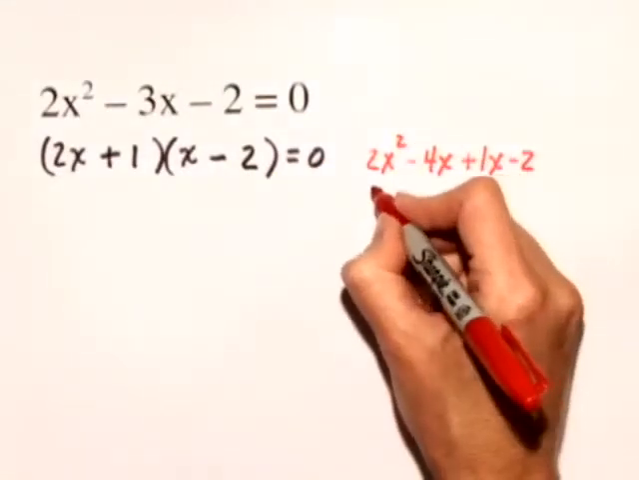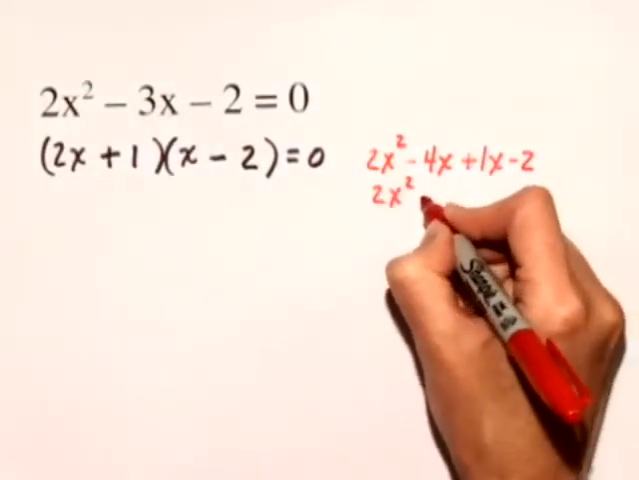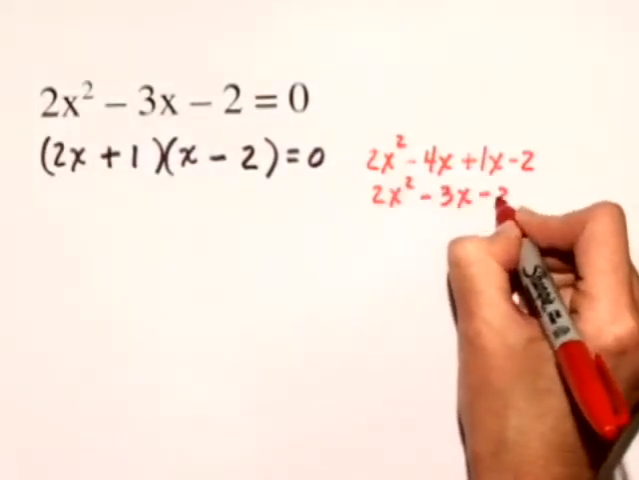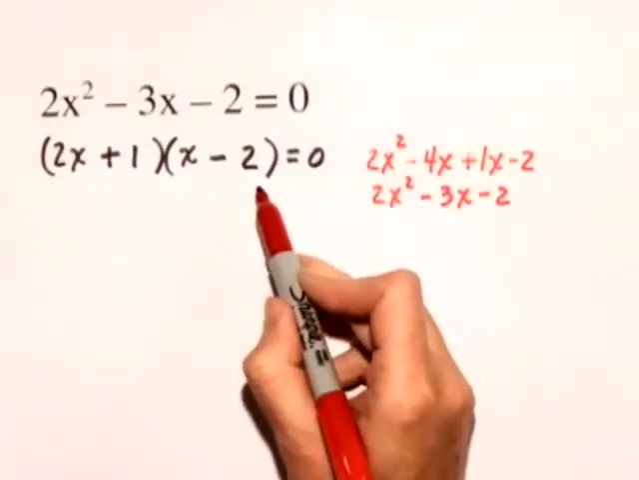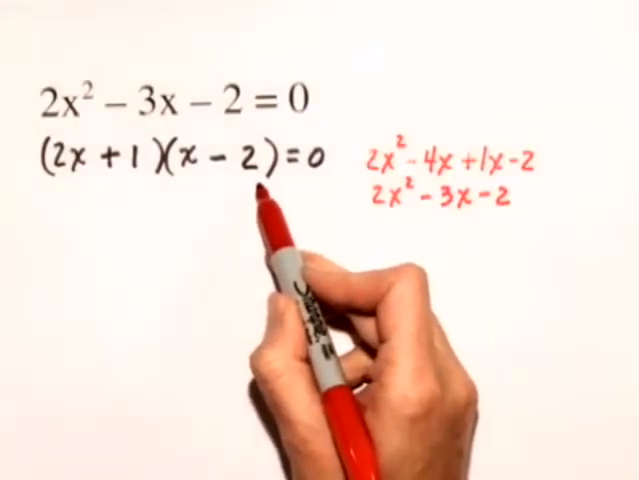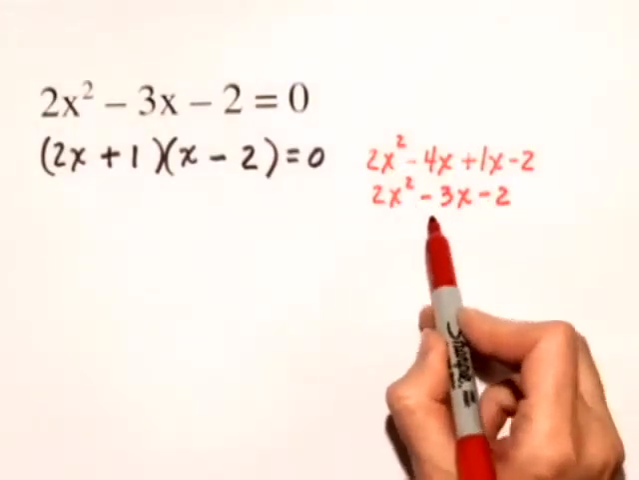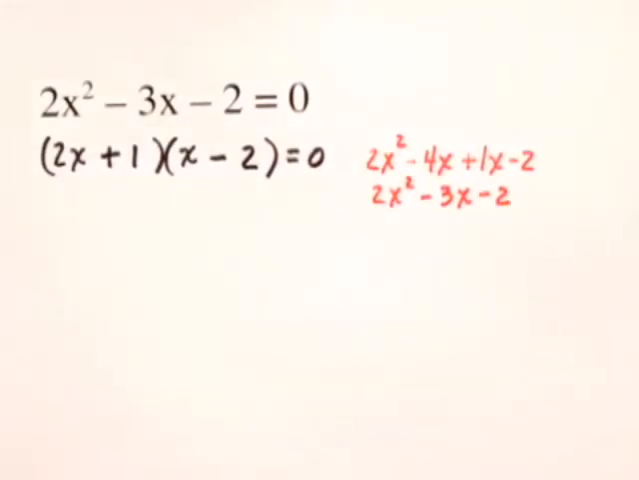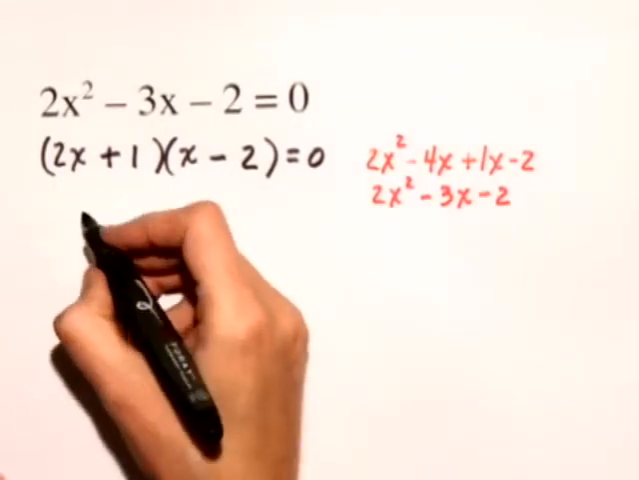And that certainly does simplify to 2x squared minus 3x minus 2. So we did factor the left-hand side correctly. It's a good idea to get into the habit of checking yourself to make sure you did factor it correctly. Now let's apply the zero product principle. We set each of these linear factors equal to 0.